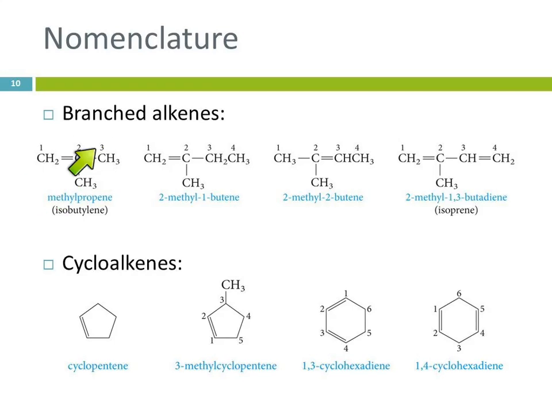Because we might look at that and say, well, that should be 2-methylpropene, right? But what would happen if the methyl group was over here instead? Would that still be propene? No, it wouldn't. It would be butene, because that would extend the chain. You see that? So there really is only one possibility for methylpropene. The methyl group has to be on the middle carbon.